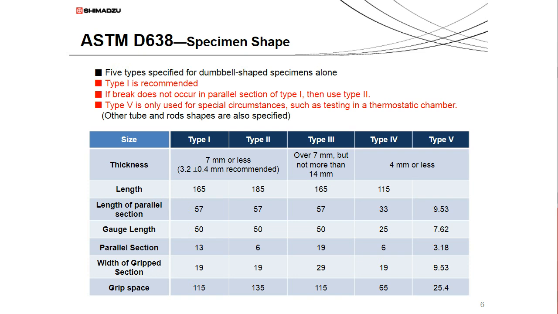Then there's a type 3 specimen for specimens that can only be made in greater than a 7 millimeter thickness. Type 4 specimens for specimens that are only available below 4 millimeters in thickness. And type 5, which are special smaller dimension specimens for materials that may only be available in a limited quantity or perhaps have size restrictions, for instance, for testing inside the thermostatic chamber. The D638 also has provisions for tube and rod-shaped specimens.